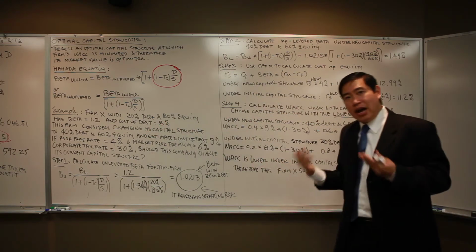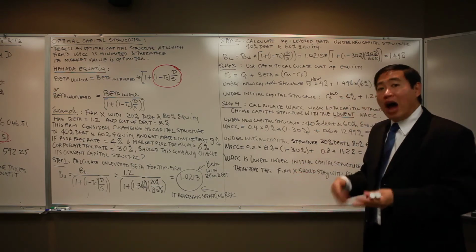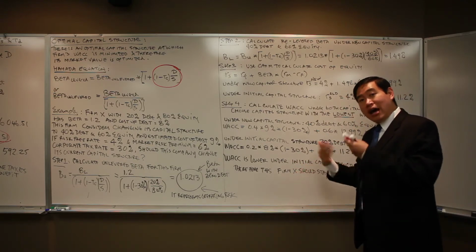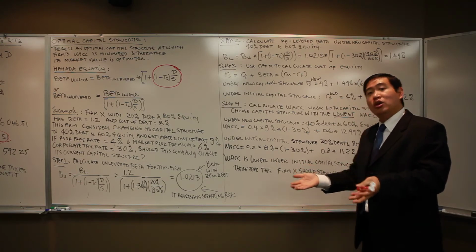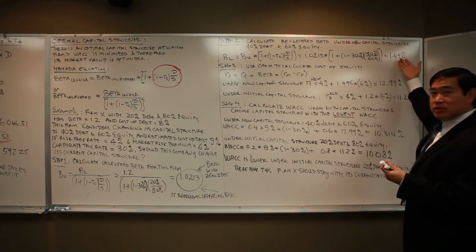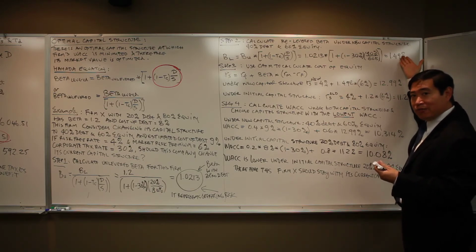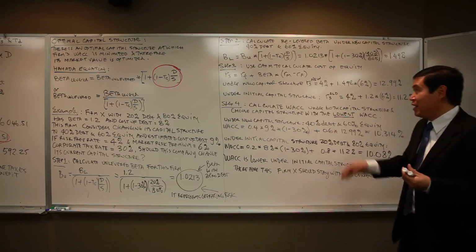We should get the higher beta, right? The higher the after-tax debt to equity ratio, the higher the levered beta should be. So this is a natural check: we should get a higher relevered beta if we have more debt financing.